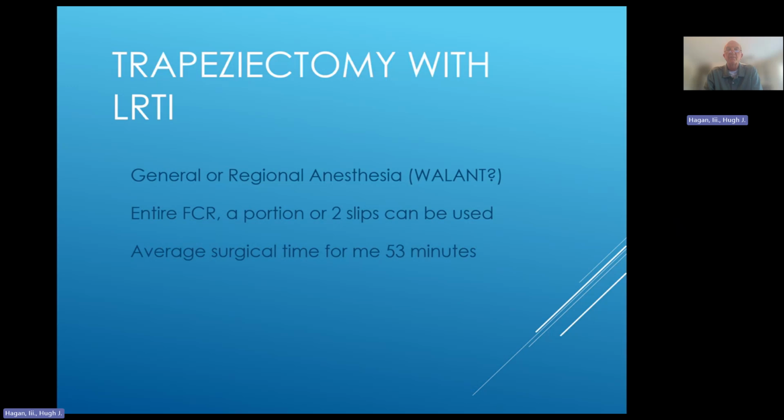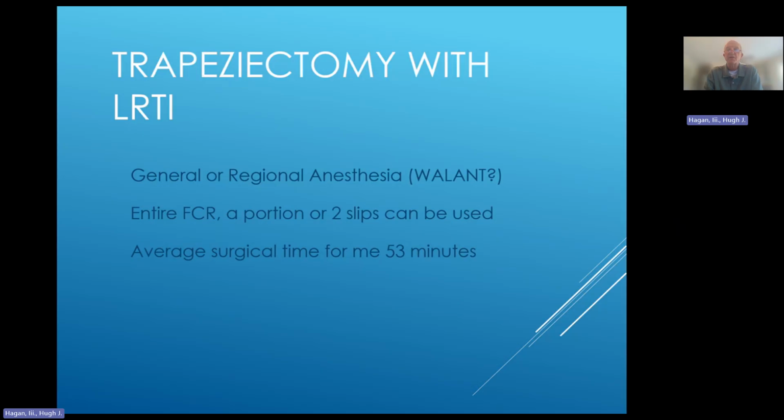For LRTI, your choice of anesthetic is appropriate. One of my partners does these under a wide awake local anesthesia only technique. It's effective. It's a little bit technically more difficult because of bleeding and some swelling during the procedure, but it's doable depending on the patient and their anesthetic risk.